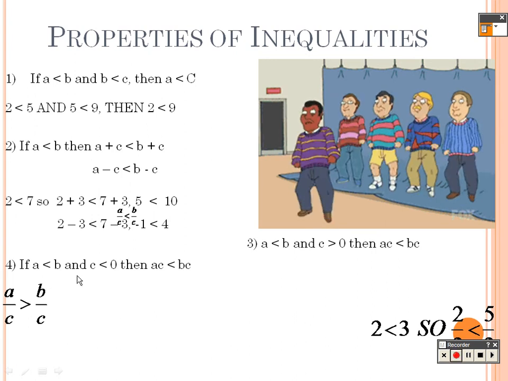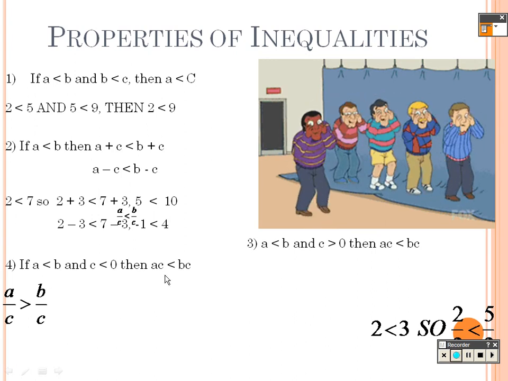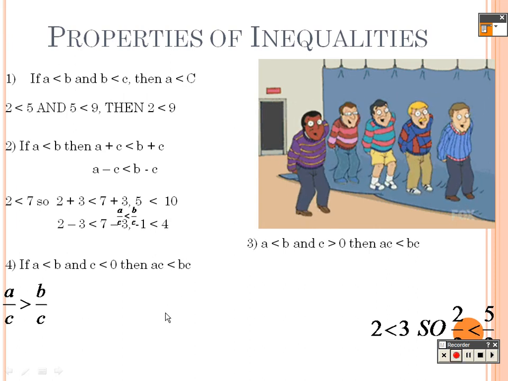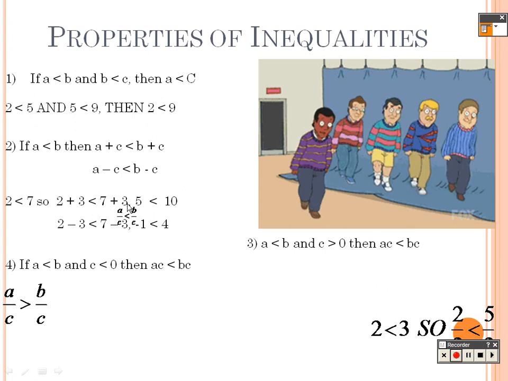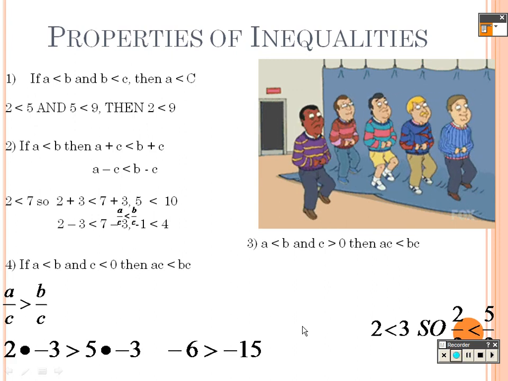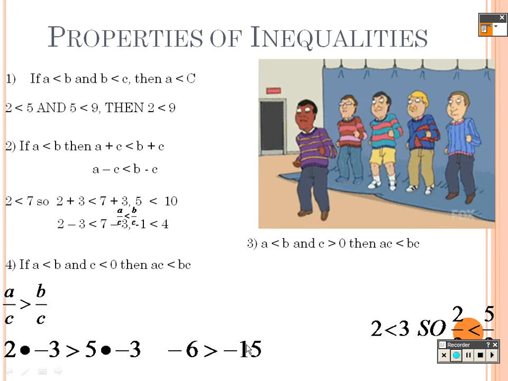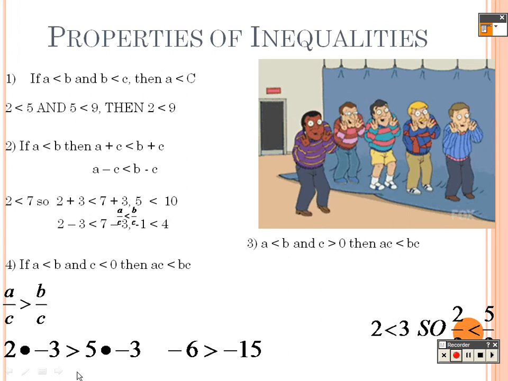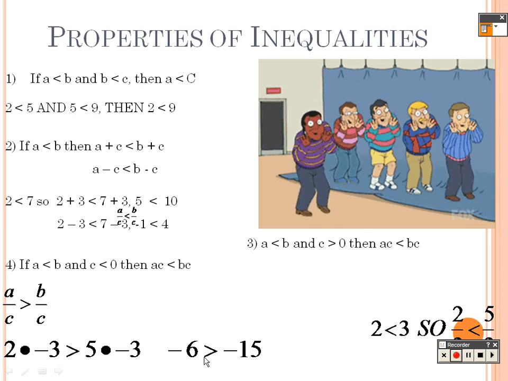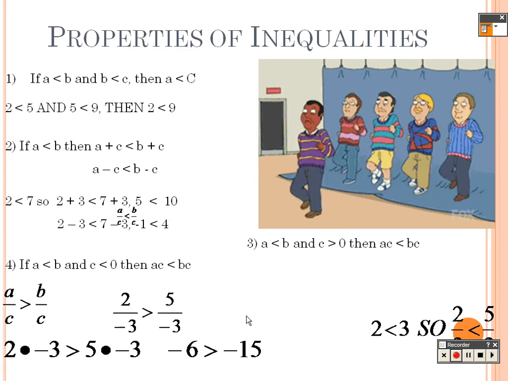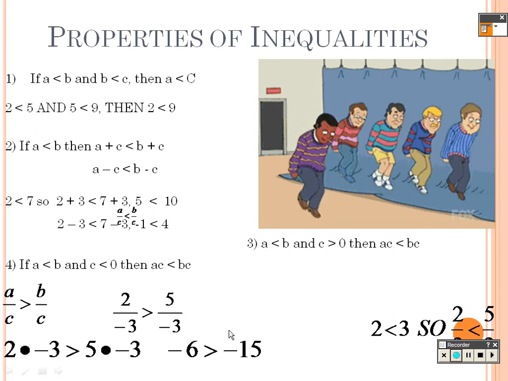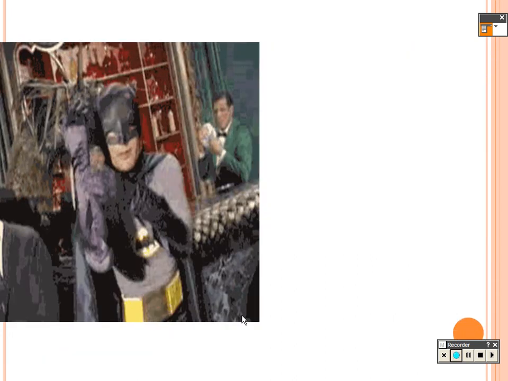If A is less than B and C is less than 0, then A times C is greater than B times C. Okay, so that's what we have right there. So 2 times negative 3, 5 times negative 3, right? So that's a negative 6, and that is greater than negative 15, so that is true. 2 divided by negative 3 is greater than 5 divided by negative 3. That is also true. So just things to keep in mind.